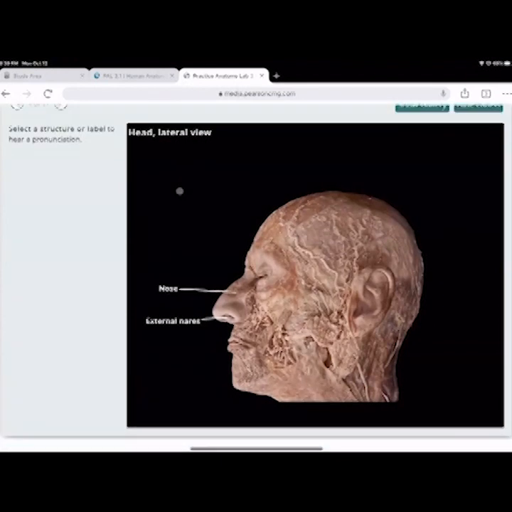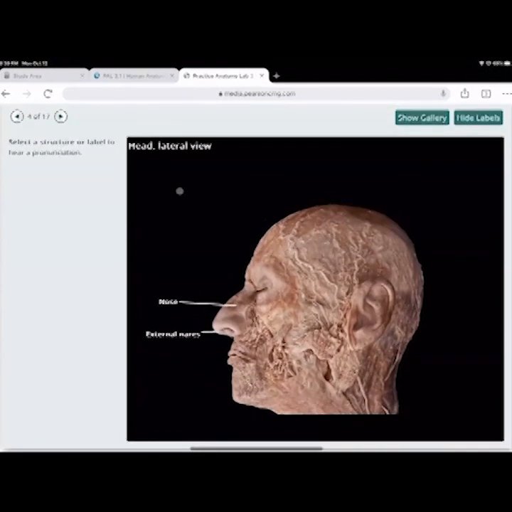Okay, this one everybody should get. You have the nose, you have the external nares.